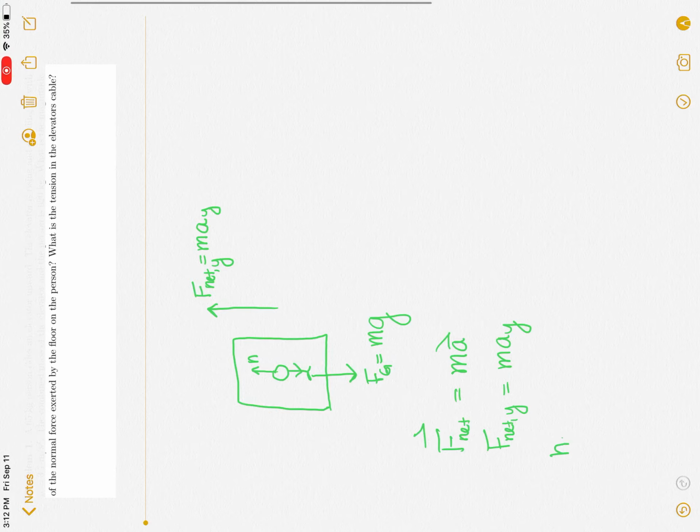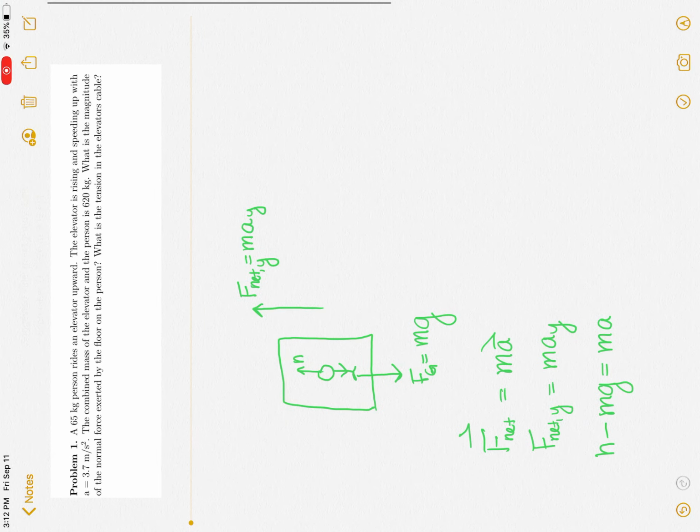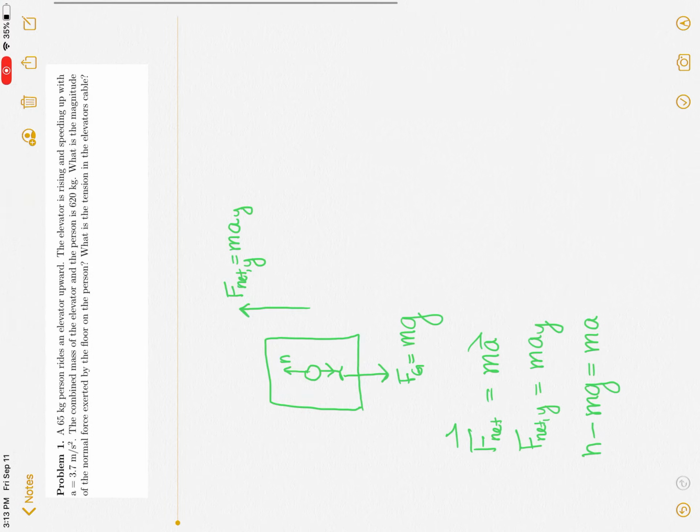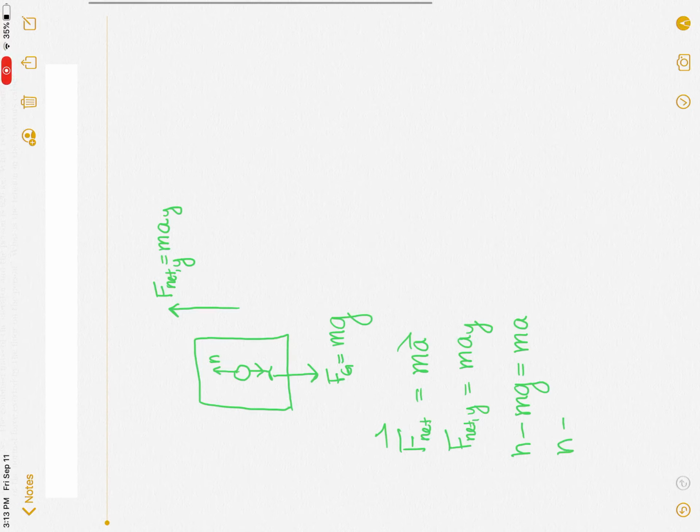So in our system we have the normal force minus mg equal to ma. We know it's moving upwards because that's what the problem prompt says: we have a 65 kilogram person riding an elevator upward, speeding up with an acceleration of 3.7 meters per second squared. To find the normal force of the person, it's the mass of the person times the acceleration plus the mass of the person times the acceleration due to gravity, which we can simplify to m(a plus g).